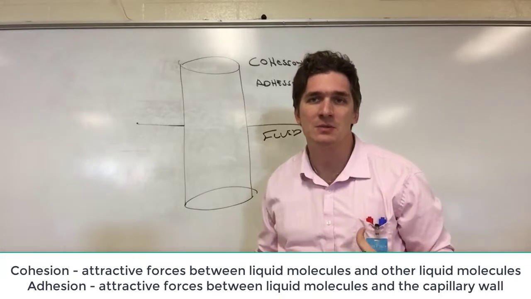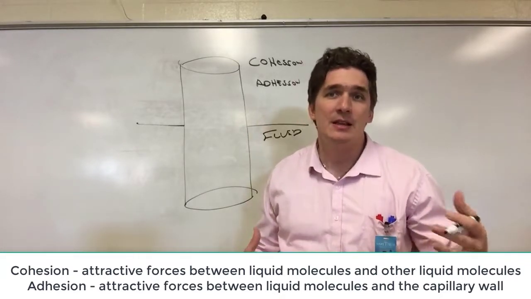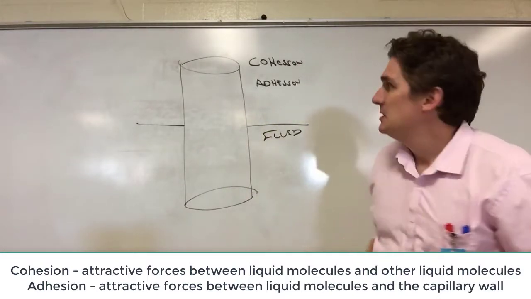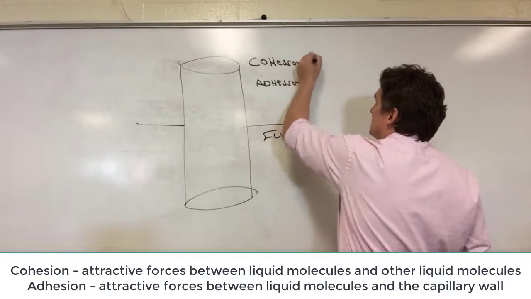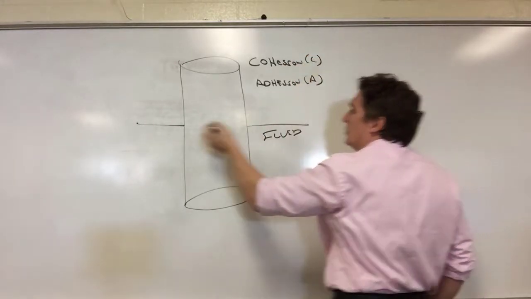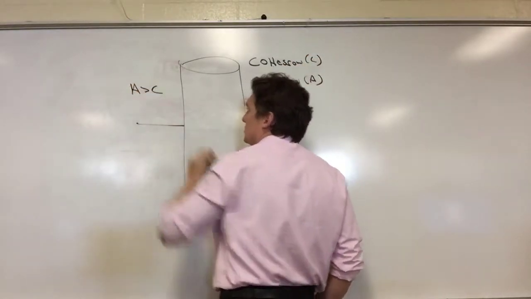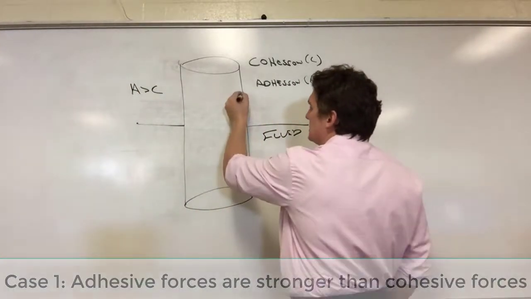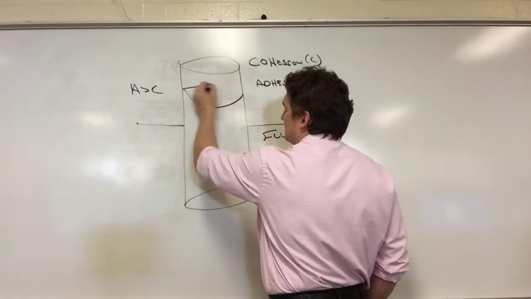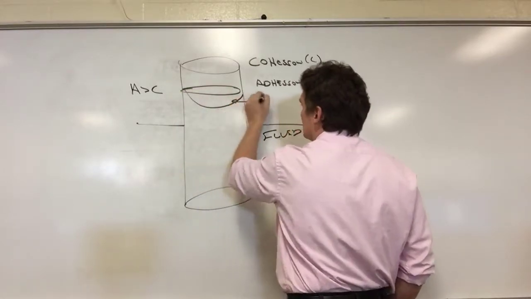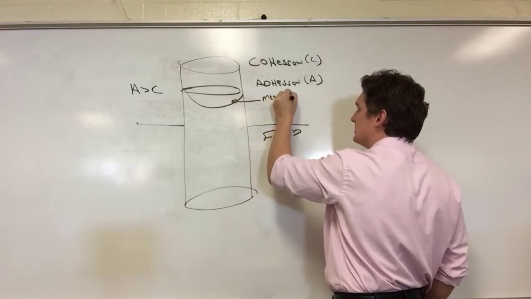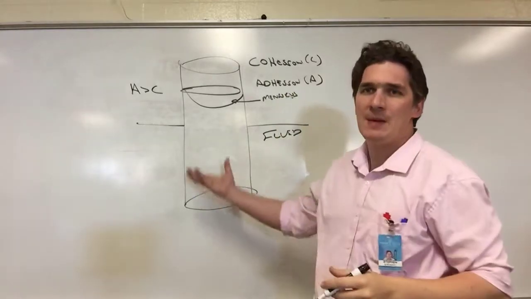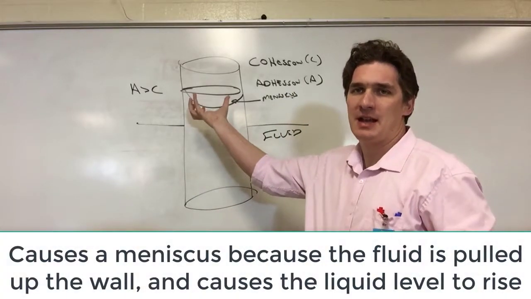So basically the intermolecular forces between molecules within the fluid. The adhesion force is how attracted this fluid is to the container material itself. So if we have a situation, we'll say cohesion is C and adhesion is A, where the adhesion is greater than the cohesion, so the fluid is more attracted to the container than it is to itself, what we'll see is that it goes up. And we end up getting a meniscus. The fluid will climb up the capillary, it'll be concave up.